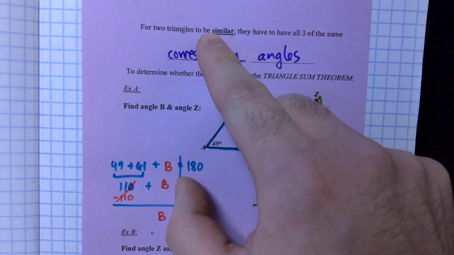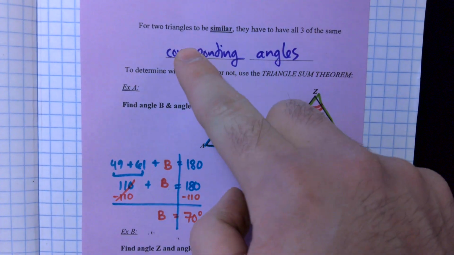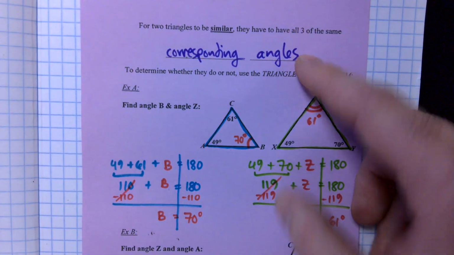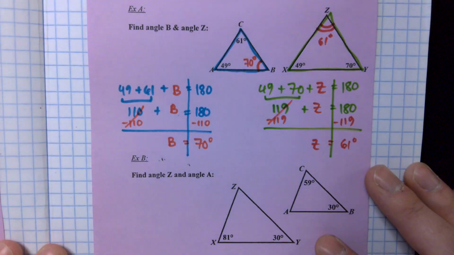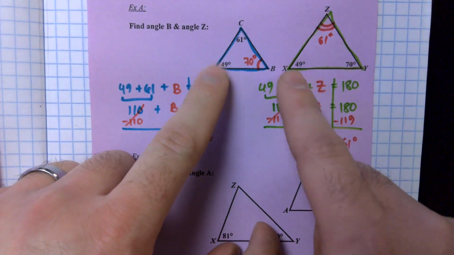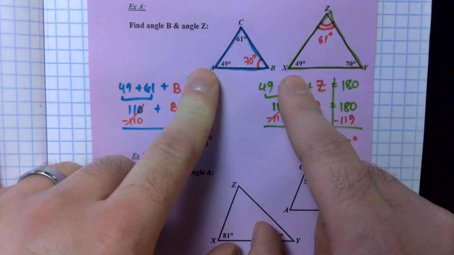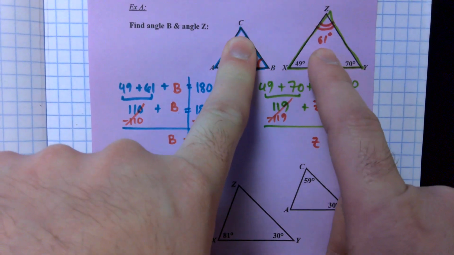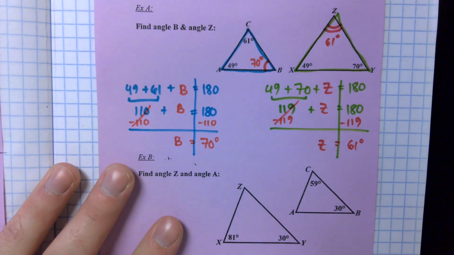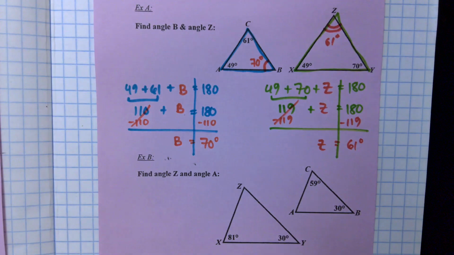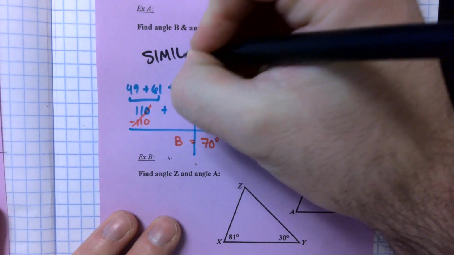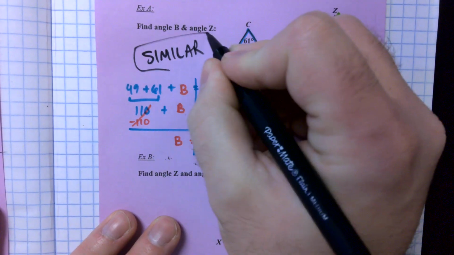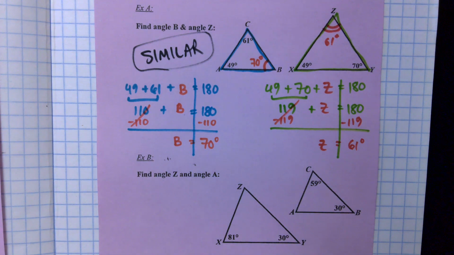So if they are similar, they all have the same corresponding angles. That's what similar means in this case. So if I look, what is my bottom left angle in both triangles? 49. What's my bottom right? 70. What's my top? 61. Are those all equal? Yes. So this is a pair of similar triangles. That's what it means when we say the same shape. The same shape means all three of my angles are the same.